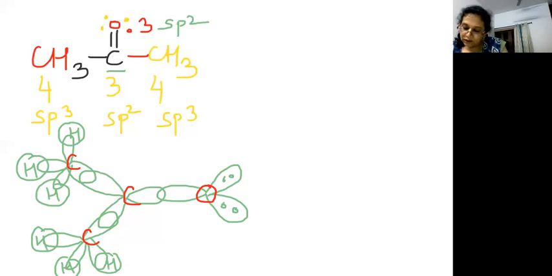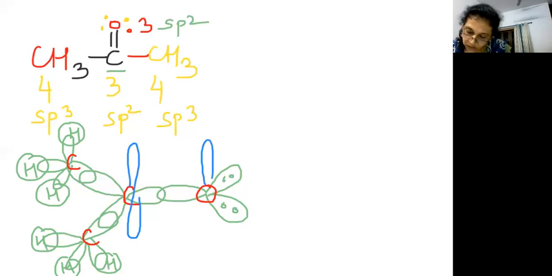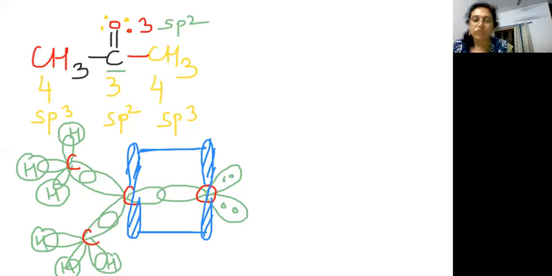Okay. Now let us make the unhybridized p orbitals, one on carbon and one on oxygen. And these two will overlap sideways. So that is how they overlap. And this is the structure of acetone. Hope you've been able to understand it, students.